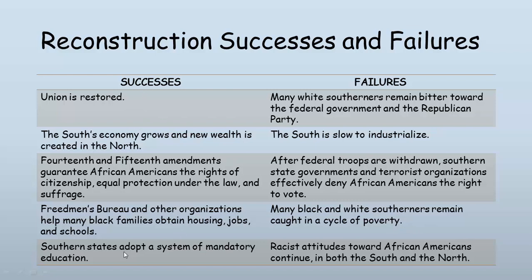Successes. There is mandatory free education in all of these schools down south. Before the Civil War, there was not. Now there is. That's nice. But racist attitudes towards African Americans continue in both the North and the South, where African Americans began moving. So when we look at the time period, it's a very good time period, but there are definitely things the federal government needs to do better at.